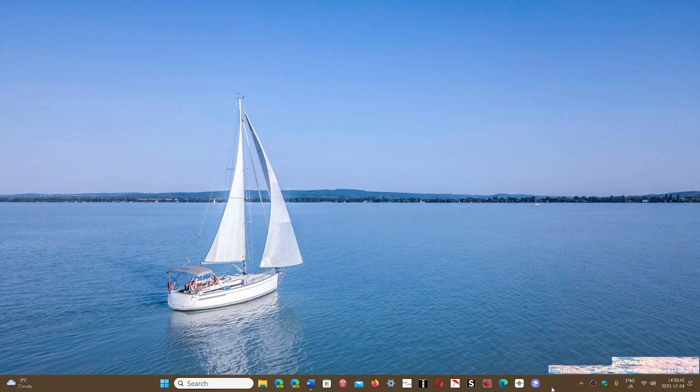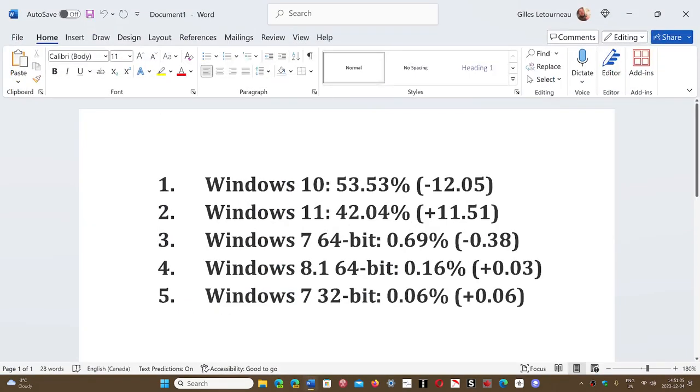Steam, of course, is a big gaming platform and aggregates a lot of statistics on the different hardware people use, and also the statistics every month of what operating system is the most popular for gamers. So, very interesting. For the month of November, Windows 10 has dropped to 53.5%. That's a drop of 12% on gamers, basically.